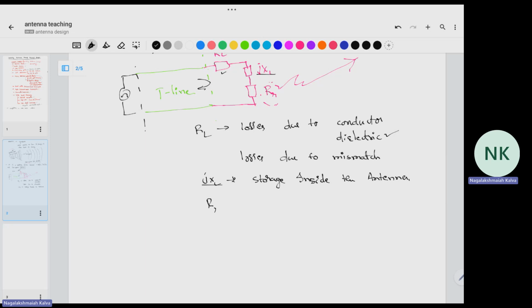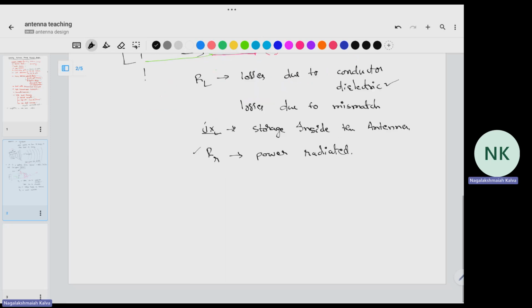And one more term is radiation resistance, which is how much power is radiated into free space. After these losses, how much power we are giving and how much power we are radiating. That is represented with this R. So this is a simple implication of all the equivalent circuit parameters.